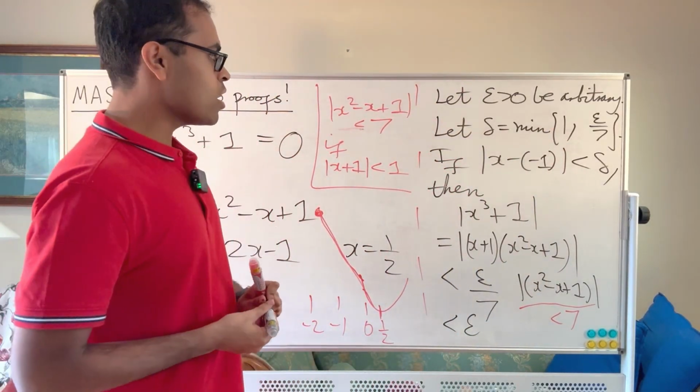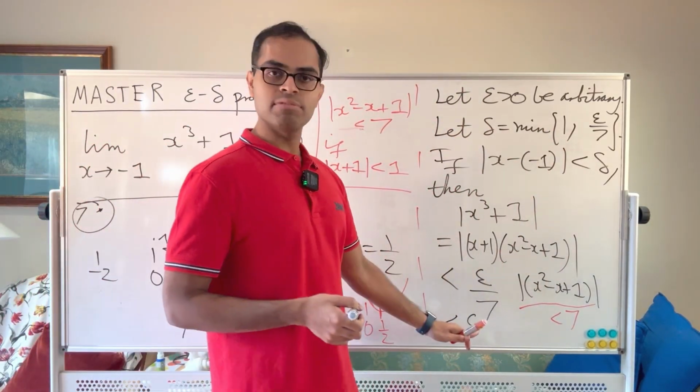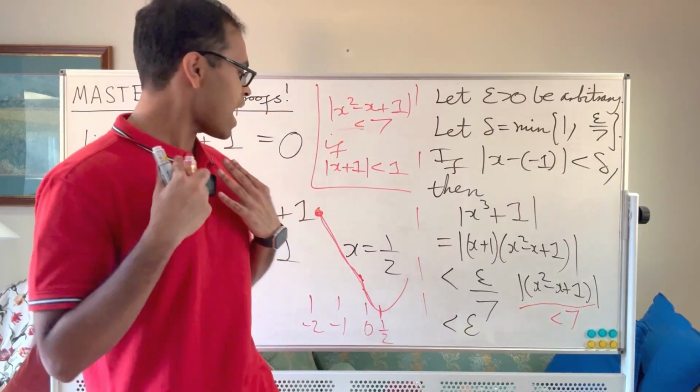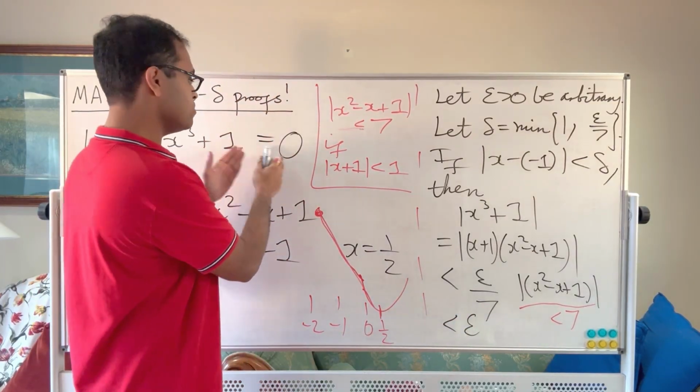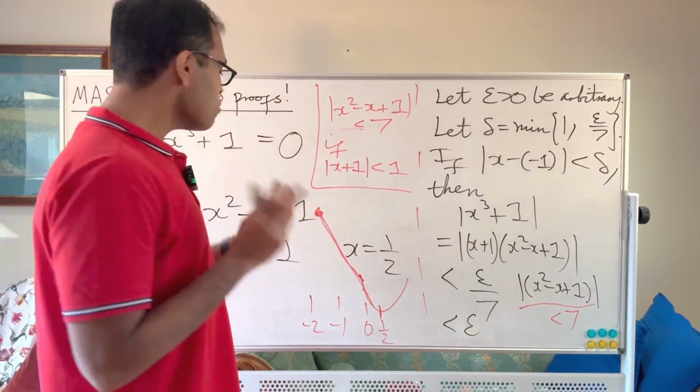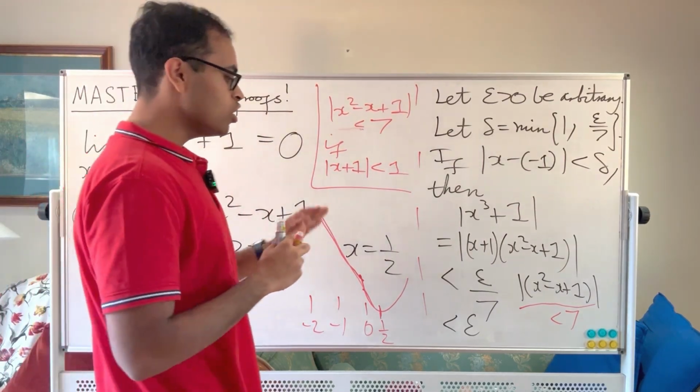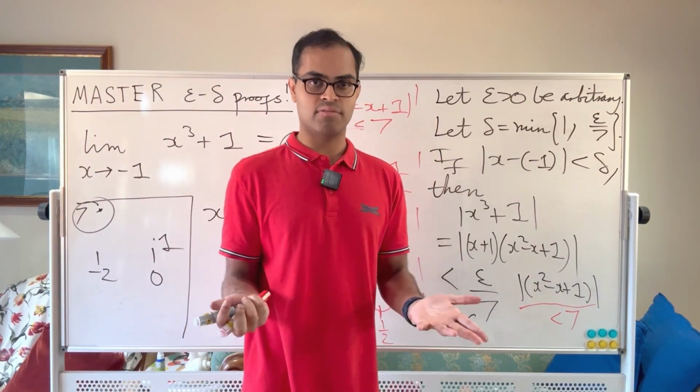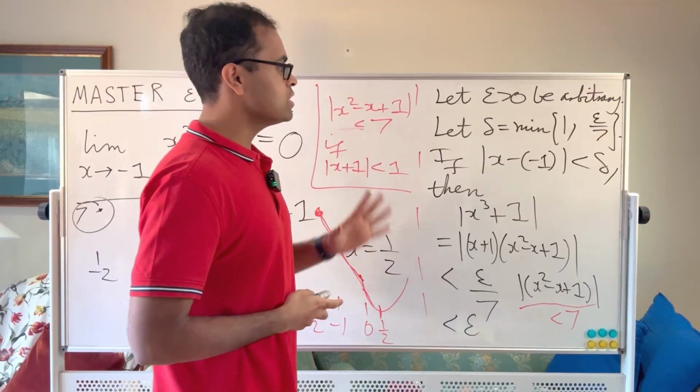So again, we've solved the problem. We've found a delta in terms of our epsilon to ensure that no matter how close I wanted x cubed plus 1 to be to 0, you could find how close x had to be to minus 1 to ensure that what I wanted was satisfied. So we could do it that way. It's a game we played.